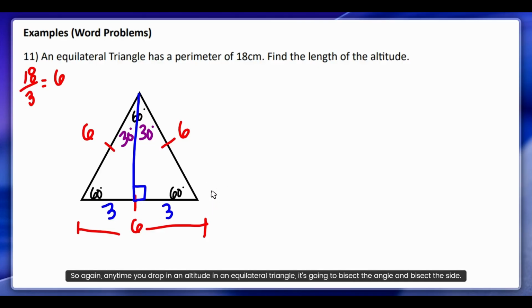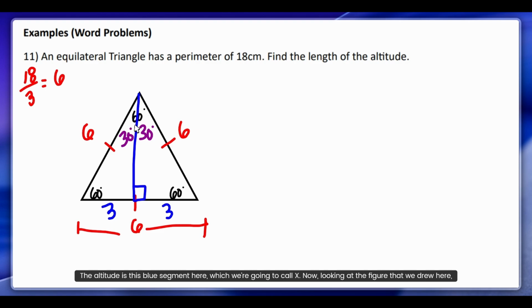Right? So again, anytime you drop in an altitude in an equilateral triangle, it's going to bisect the angle and bisect the side. Now, this is true for equilateral triangles and for isosceles triangles. I know I'm repeating myself a lot. It's just to make sure that you remember. So summarizing that, if you drop an altitude in an equilateral triangle or in an isosceles triangle at the vertex angle, then it's going to bisect that angle and the side that it connects to.